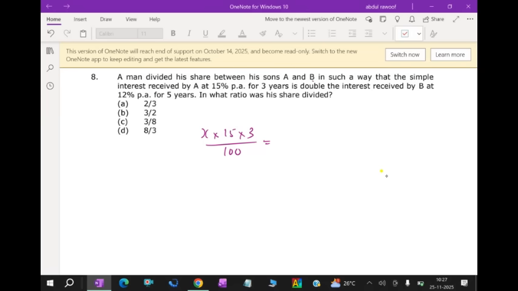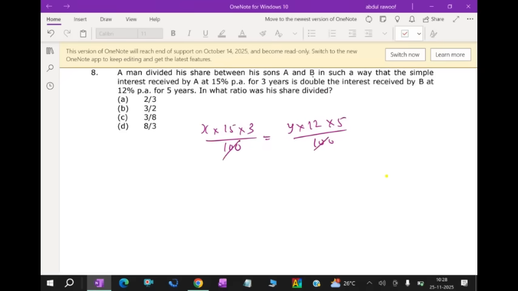For the second son, the investment is y at 12% interest, y into 5 by 100. So cutting, we get 45x equal to 60y. We need the ratio in which the share is divided.